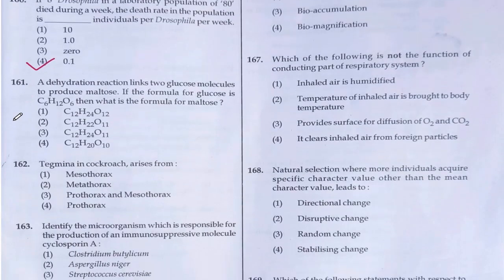Coming to question number 161. A dehydration reaction links two glucose molecules to produce maltose. Maltose is the combination of two glucose. If the formula of glucose is C6H12O6, what is the formula of maltose? So this is a question regarding the chemical formula of maltose. That will be C12H22O11. So option 2 will be the correct one.